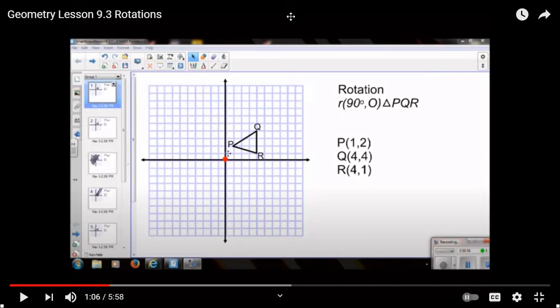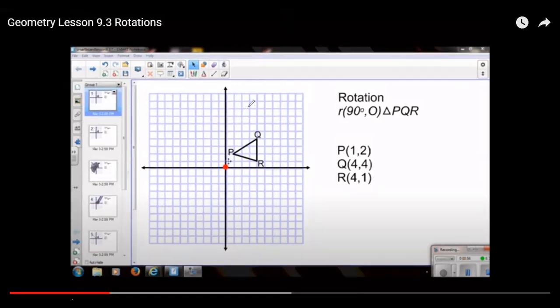90 degrees. Clockwise. Clockwise means what? Positive or negative? Negative. Okay. Counterclockwise means positive.